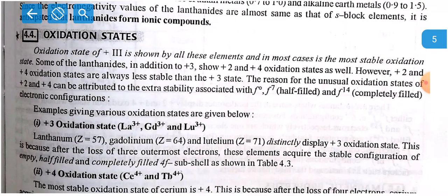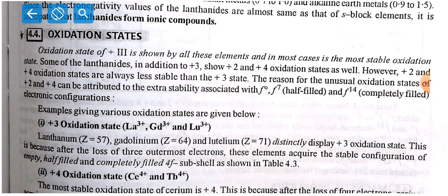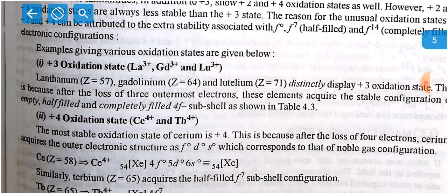Oxidation state of +3 is shown by all these elements and in most cases is the most stable oxidation state. Some of the lanthanoids, in addition to +3, show +2 and +4 oxidation states as well. However, +2 and +4 oxidation states are always less stable than the +3 oxidation state. The reason for the unusual oxidation states of +2 and +4 can be attributed to the extra stability associated with the f0, f7 half-filled and f14 completely filled electronic configurations. Examples giving various oxidation states are given below.